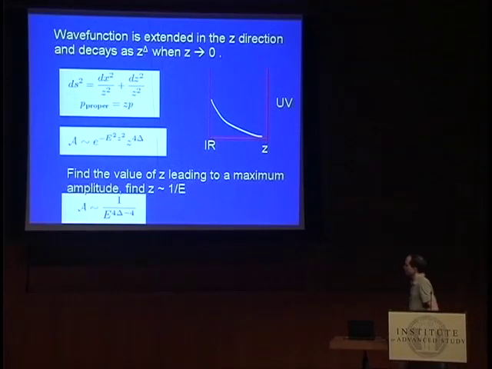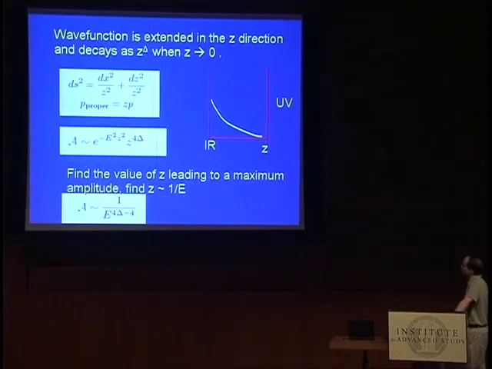Okay, so at first you would be tempted to say, if the wave function decreases exponentially, this exponential decrease is due to the increase of the gravitational potential that pushes the particle towards the infrared. So here, this particle is in the so-called forbidden region, so the wave function decays exponentially.